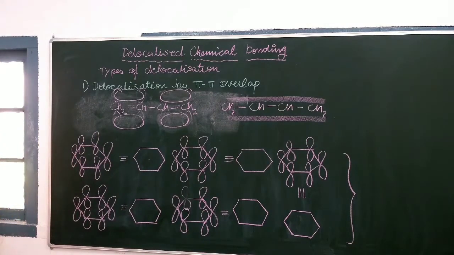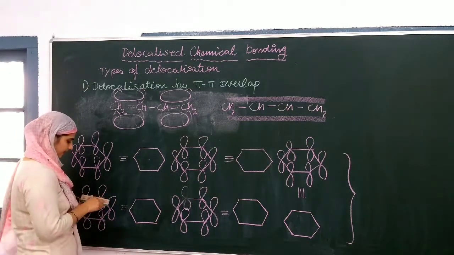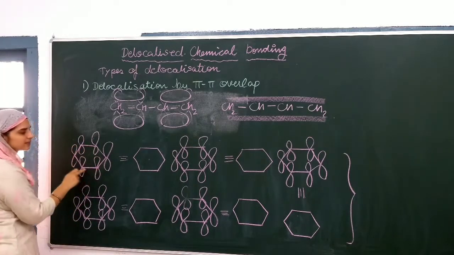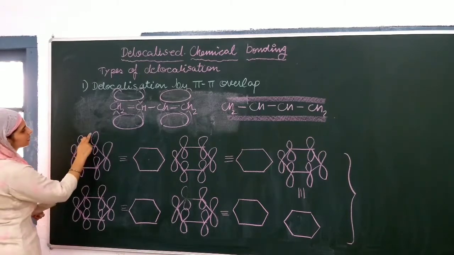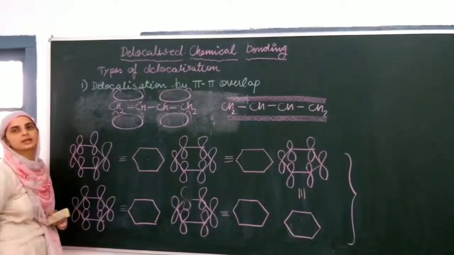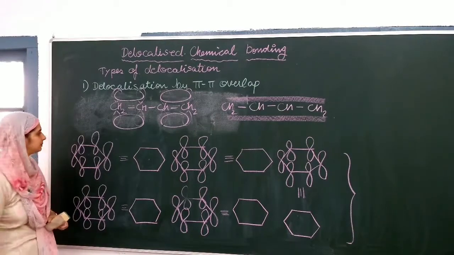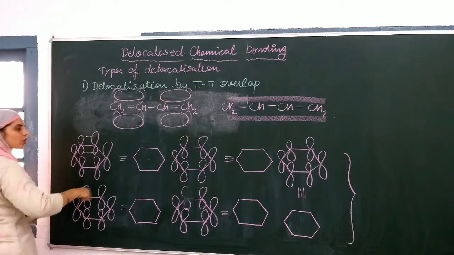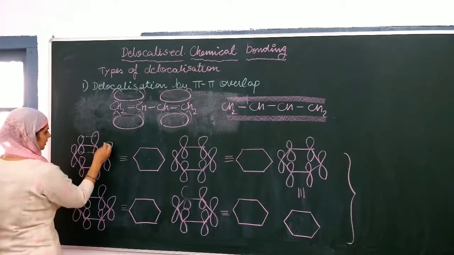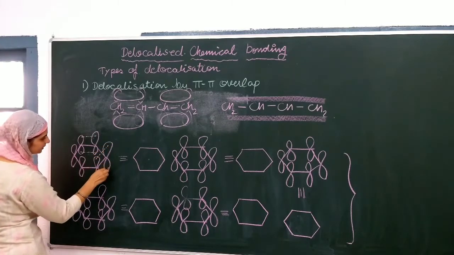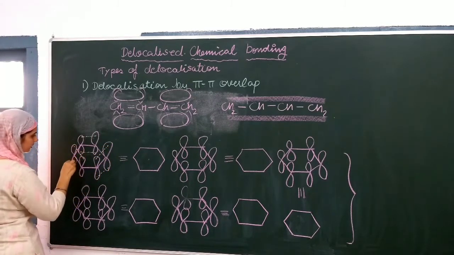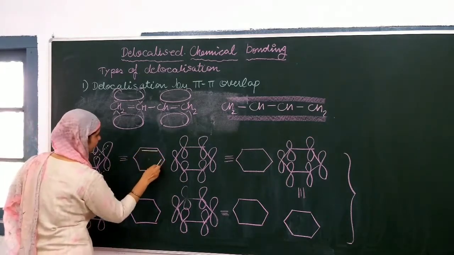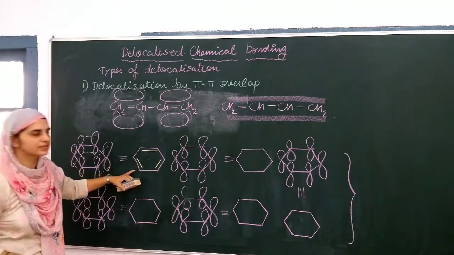Second example I will take is benzene. In this case also, each carbon atom is sp2 hybridized, and each carbon contains one unhybridized p orbital. So in this case, I will overlap these orbitals, and all these orbitals are planar. And the condition of resonance is that planarity should be there for resonance to take place. So the structure formed here is this one. This is the equilibrium structure.